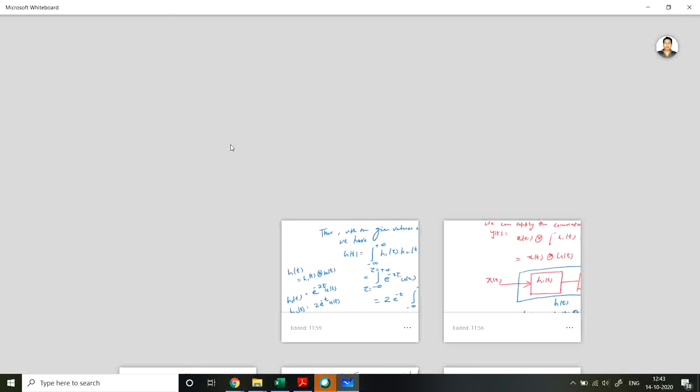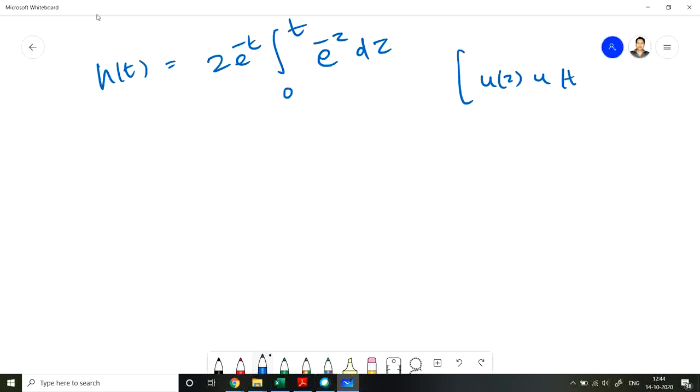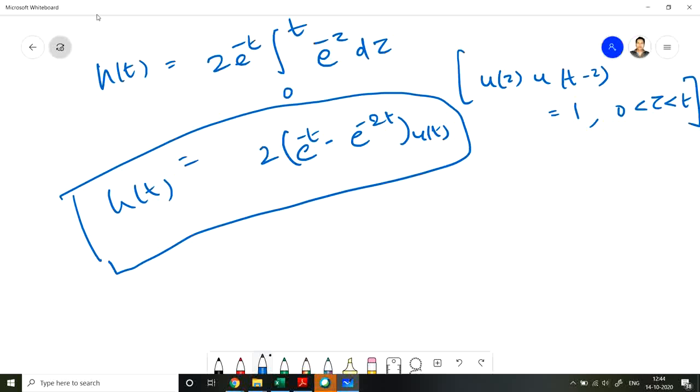So finally we can write the impulse response. The impulse response h(t) is basically 2 e raised to the power minus t, integral from 0 to t of e raised to the power minus tau d tau, because u(tau) and u(t minus tau) is equal to 1 for 0 less than tau less than t. After solving this, we get 2 e raised to the power minus t minus e raised to the power minus 2t into u(t). So this is h(t), the overall impulse response of the system.